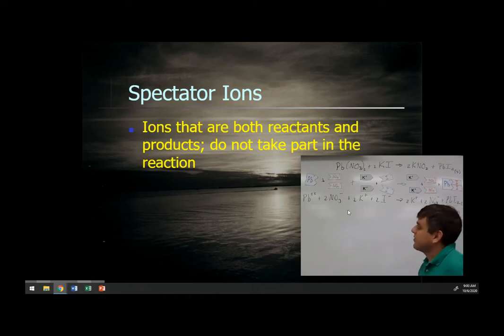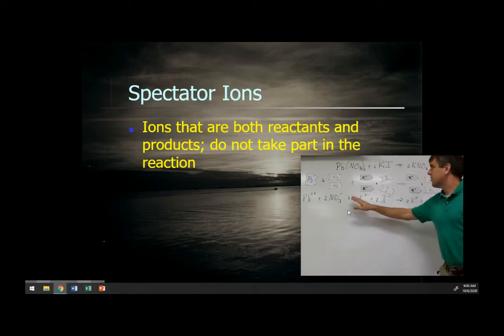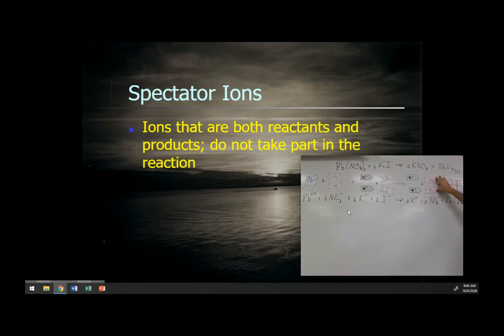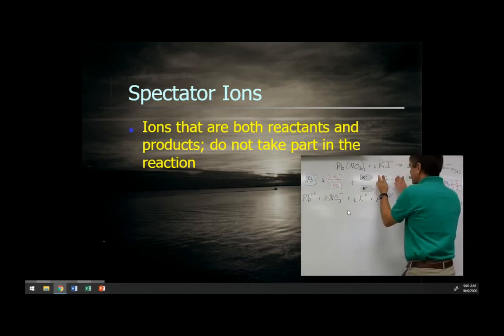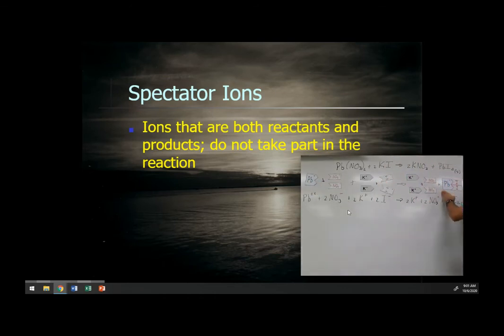So if we look at this, for instance, in our reaction here, the nitrates stay as part of the solution on both sides, and the potassiums stay as part of the solution on both sides. So potassium ions and nitrate ions are spectator ions, because what's happening in this reaction is that the lead is hooking up with the iodide to make lead(II) iodide. So the potassiums and the nitrates, they started floating around in solution, they finish floating around in solution, they're spectators.